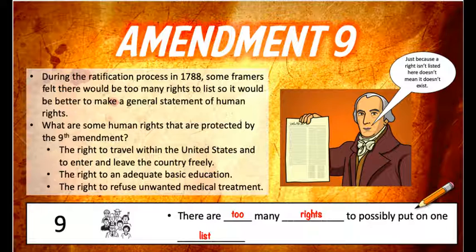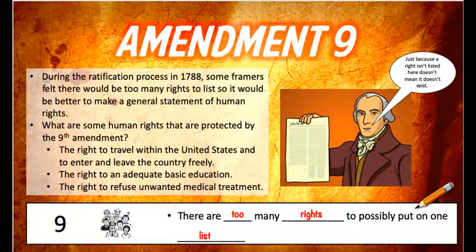Amendment 9 simply says there are so many rights that should be listed or could be listed, so we're going to make a general statement. There are too many rights to possibly put on one list. So understand that we've got the right to humanity, right? So human rights protected by the Ninth Amendment include the right to travel within the U.S., to enter and leave the country freely, to have an adequate education, to refuse unwanted medical treatment. You have other rights, but they're not in the Constitution specifically. But Amendment 9 protects you for that.